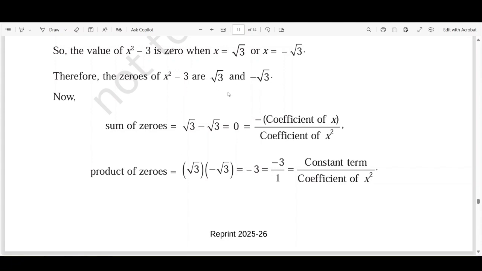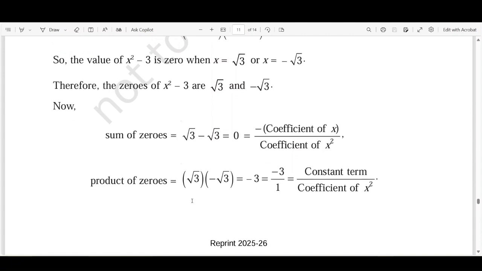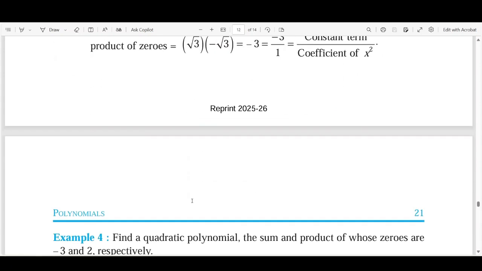If we verify the relation between the zeros of the polynomial, we are getting the sum of zeros to be 0, because of negative of coefficient of x; here we don't have the x term, right? So the coefficient of x here is 0, where the coefficient of x square is 1. So the sum of the zeros is 0, and the product of the zeros, root 3 into minus root 3, will give you the answer minus 3 by 1. That is, minus 3 is the constant term and 1 is the coefficient of x square. Thus, we have verified the relation between the zeros.